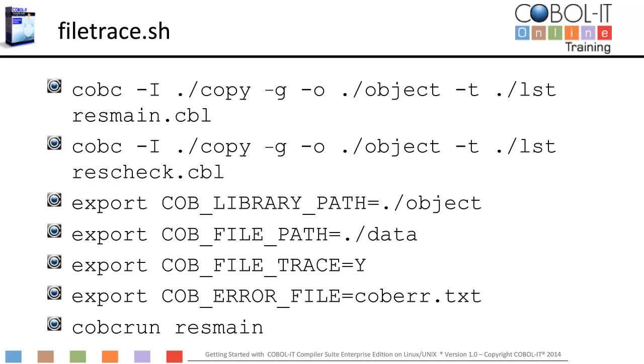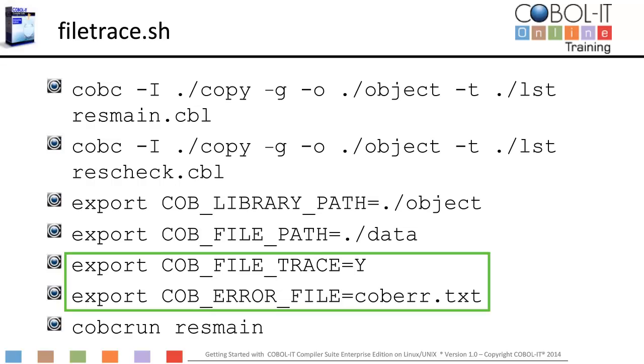This is the file trace shell script. The file trace shell script sets two additional environment variables. COBOL file trace causes the runtime to write file tracing information when file I/O operations are executed. COBOL file names the file to which the tracing information is written.